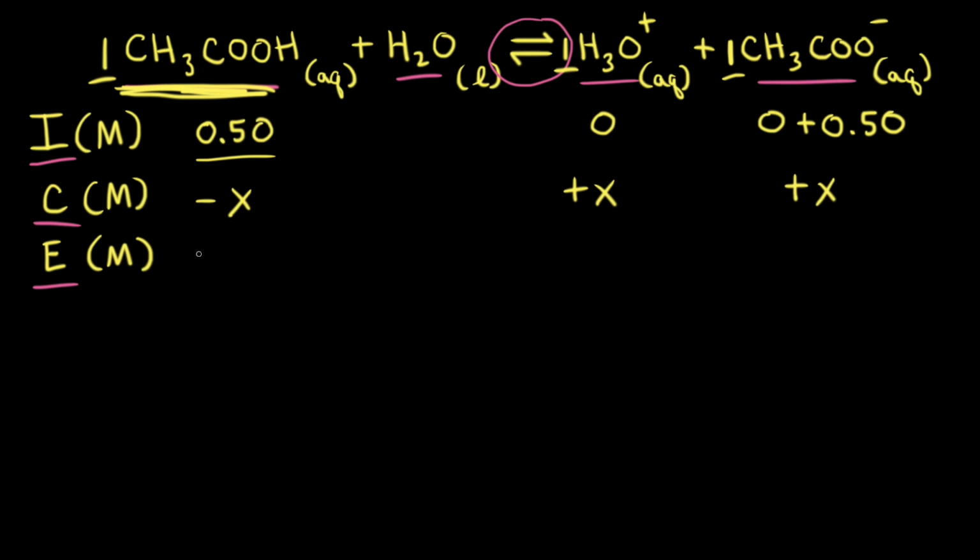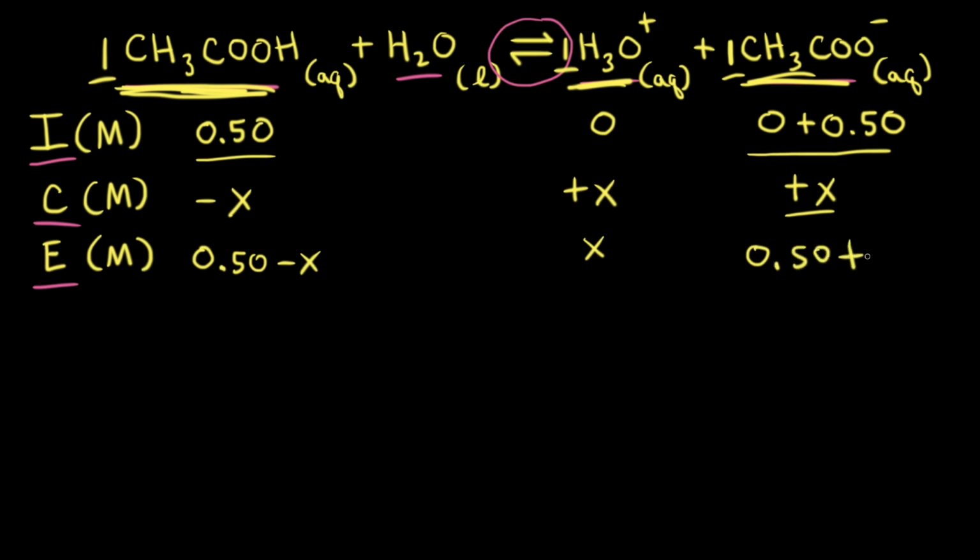Therefore, the equilibrium concentration of acetic acid is 0.50 minus X, and for hydronium ion, it would be 0 plus X, or just X, and for the acetate anion, it would be 0 plus 0.50 plus X, or just 0.50 plus X.